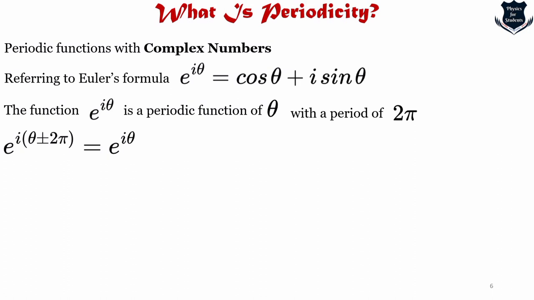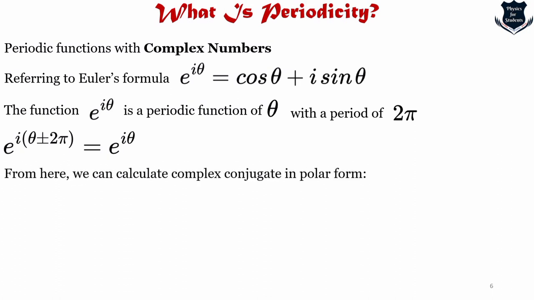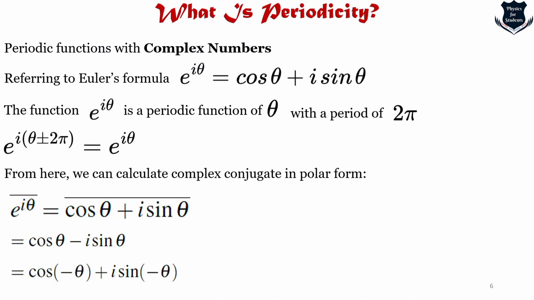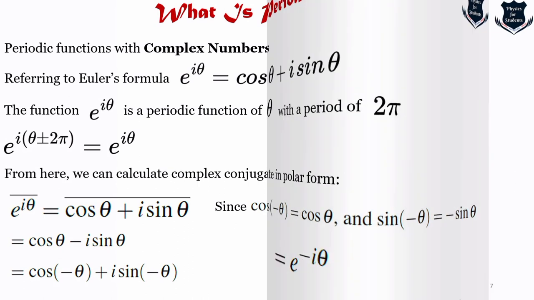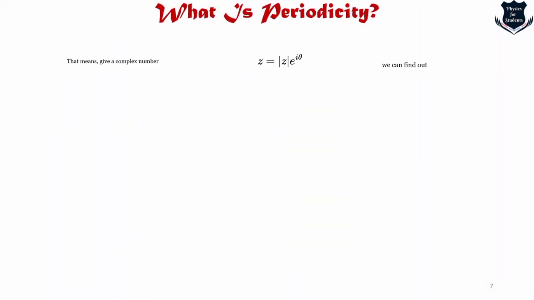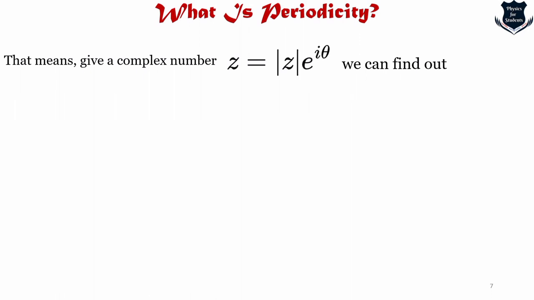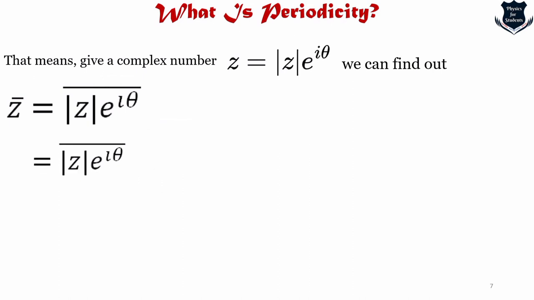From here, calculating the complex conjugate becomes a little bit easier if you do a little bit of trigonometry. So, you see, we take the complex conjugate of e^(i theta) equal to cos theta plus i sine theta, which leads to this, and we find this. I'm not going to explain this because it is very simple. I just thought I would demonstrate what the complex conjugate is in the polar form. So, what we can deduce from here is that if you're given a complex number like this, we can find this one, which follows equals this one, and which follows equals this one. Simple, right?